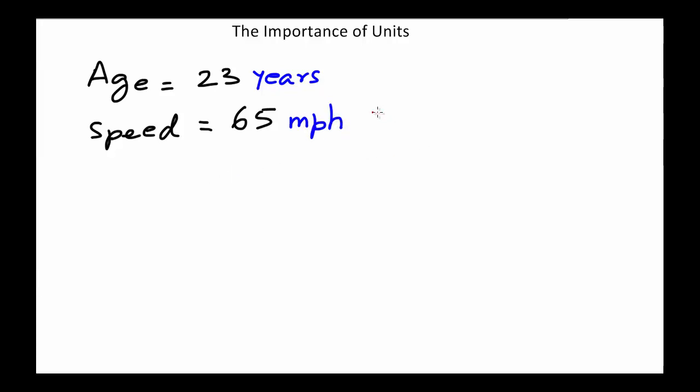But what if your friend from the UK was visiting us? She might come to the same conclusion about your age, but for your speed, she might think you drive your car on the freeways at 65 kilometers per hour. See the problem? Let's take one more example.